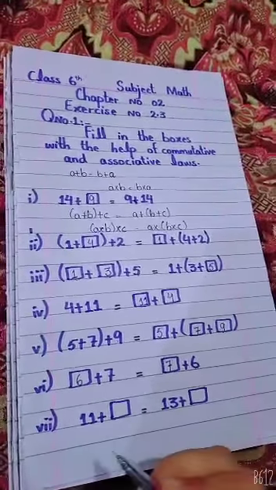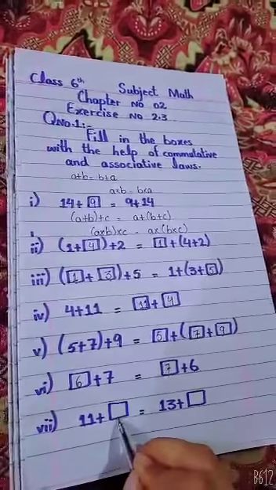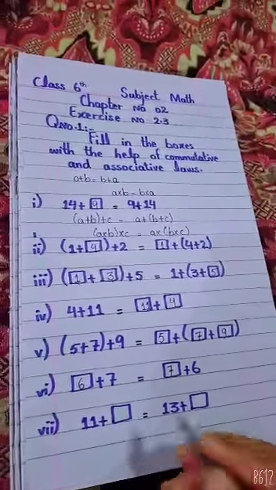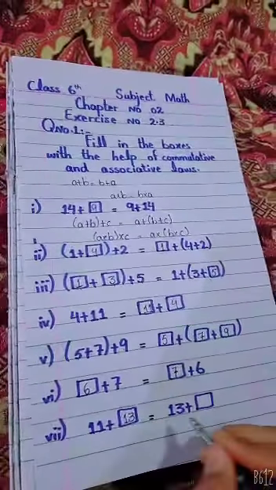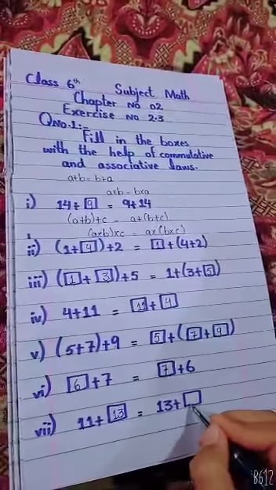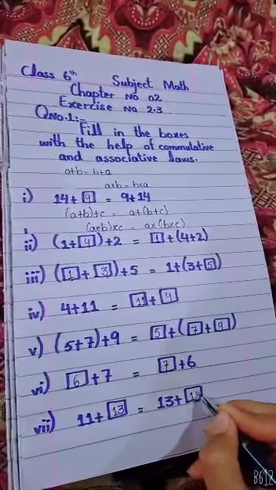In seventh part, the value of a is 11 and the value of b is not given. In the right hand side, the value of b is 13 and we will put this value here, and the value of a is not given, which is given in left hand side, and we will put here.